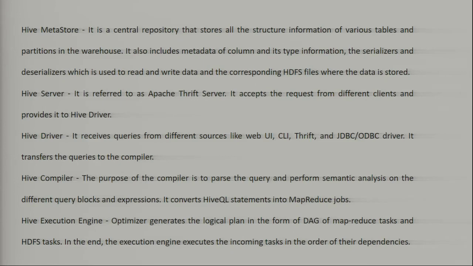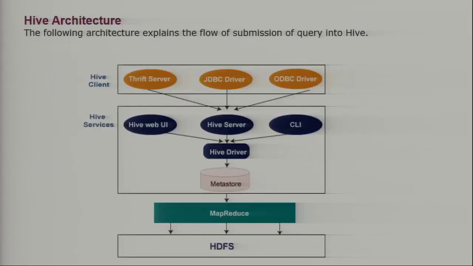In the end, the execution engine executes the incoming tasks in the order of their dependencies. So based on the dependencies, the execution will be happening. This is the point you have to make a note of with respect to the following architecture. The Hive client with the Thrift server, JDBC server, and ODBC server, I told you what points are required for that.